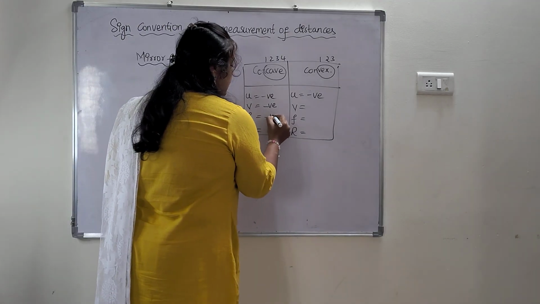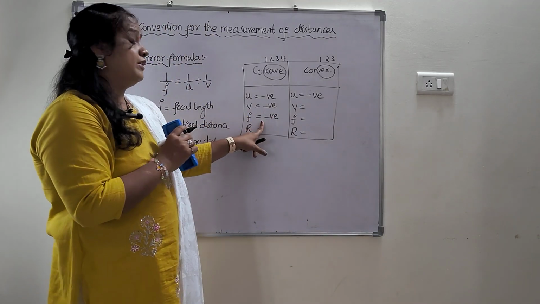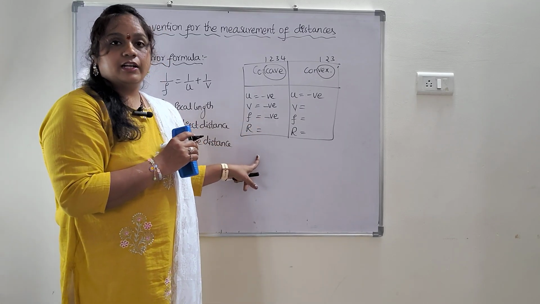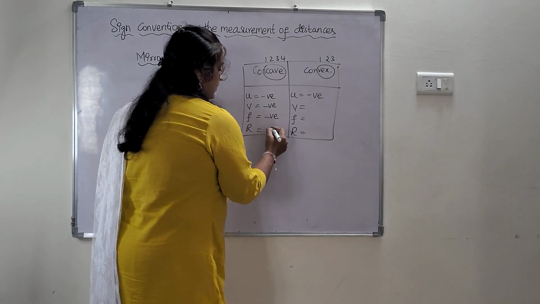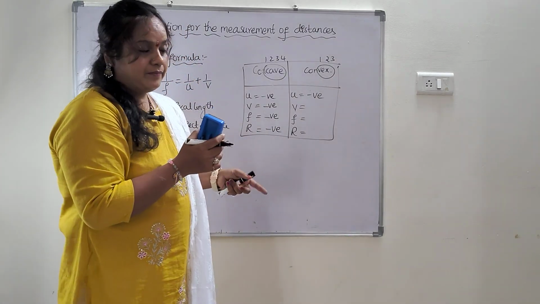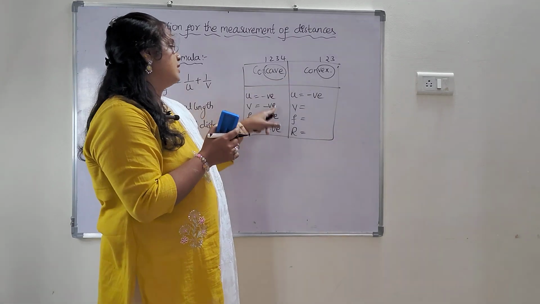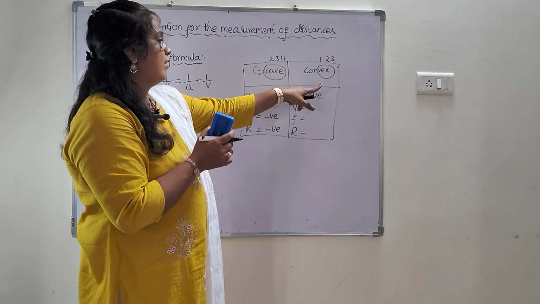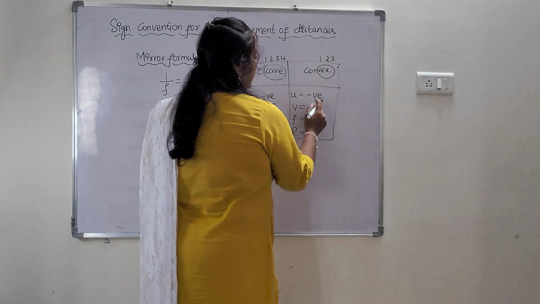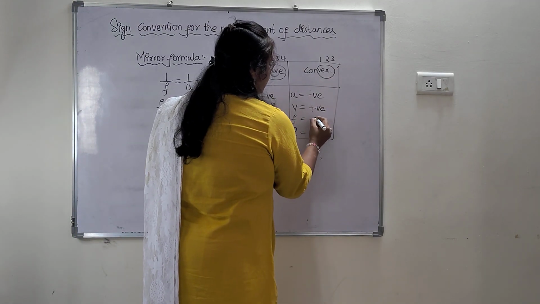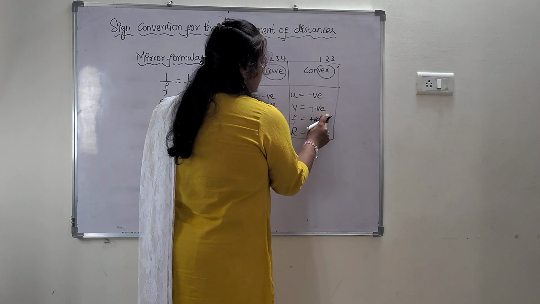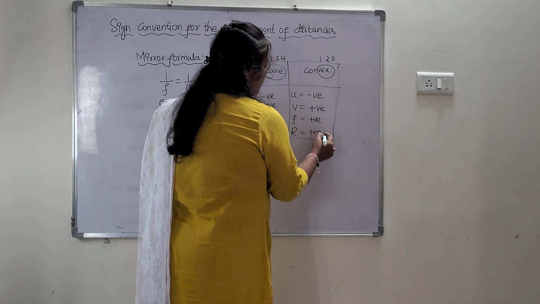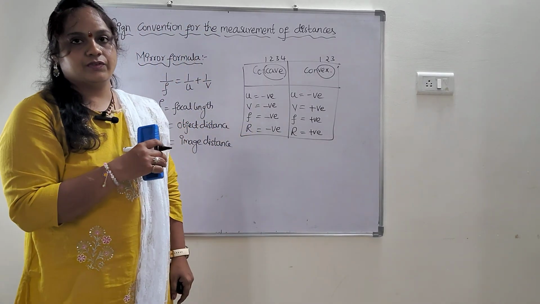Focal length, as we discussed earlier, rule number 4, focal length will be negative for concave mirror. As focal length is negative, radius of curvature is also negative. So what is the tip, ma'am? Concave, 4 letters are there, all 4 will be negative. Now coming to the convex, 3 letters are there, remaining 3 will be positive. Image distance will be positive and focal length also positive. As focal length is positive, radius of curvature also positive.